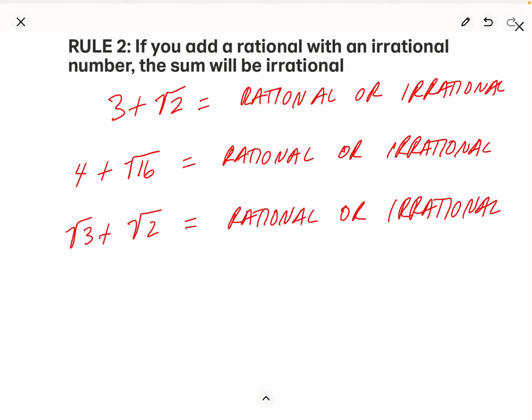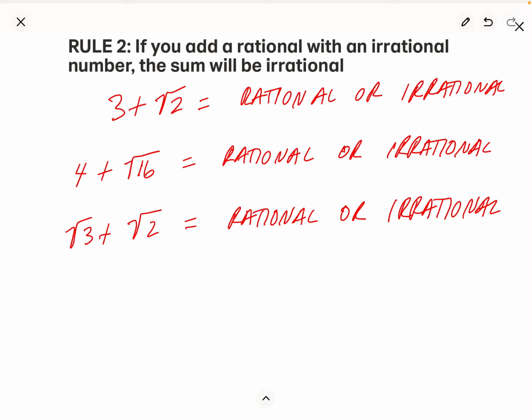Now, this part is what happens when you add a rational number with an irrational number, or what happens when you subtract a rational number from an irrational number, or vice versa. So I came up with rule number two. Rule number two is if you add a rational number with an irrational number, the sum is generally going to be irrational.